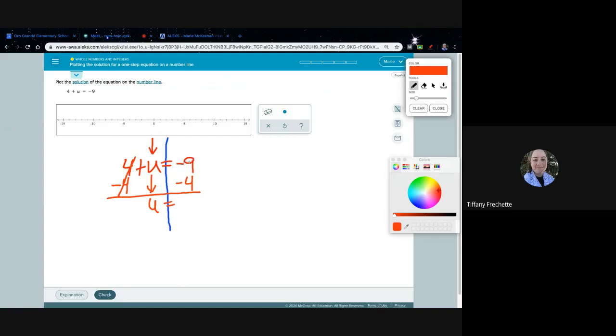And then we have negative 9 minus 4. So they're both negatives. I'm going to add and keep the negative sign. Just like if they were both positives. If it was 9 plus 4, we'd say, oh, that's 13. Same thing when they're both negatives. You add and keep the negative sign.